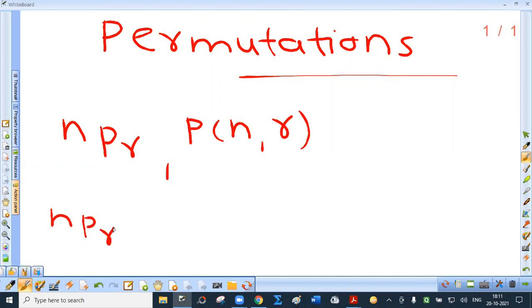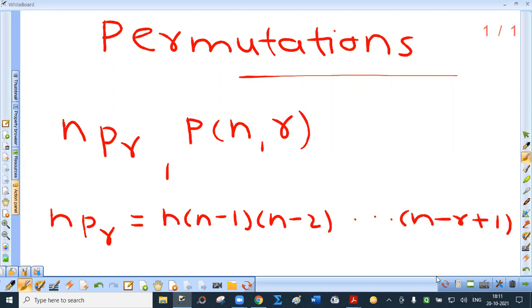Actually, the formula for nPr is n into (n minus 1) into (n minus 2) up to (n minus r plus 1). The logic is very simple. See, the first object can be arranged in n ways, the second in n minus 1, the third in n minus 2. So the rth object will be n minus (r minus 1), because for the second we subtract 1, for the third we subtract 2. So for the rth, we subtract r minus 1 from n. If you open the bracket, it is n minus r plus 1.